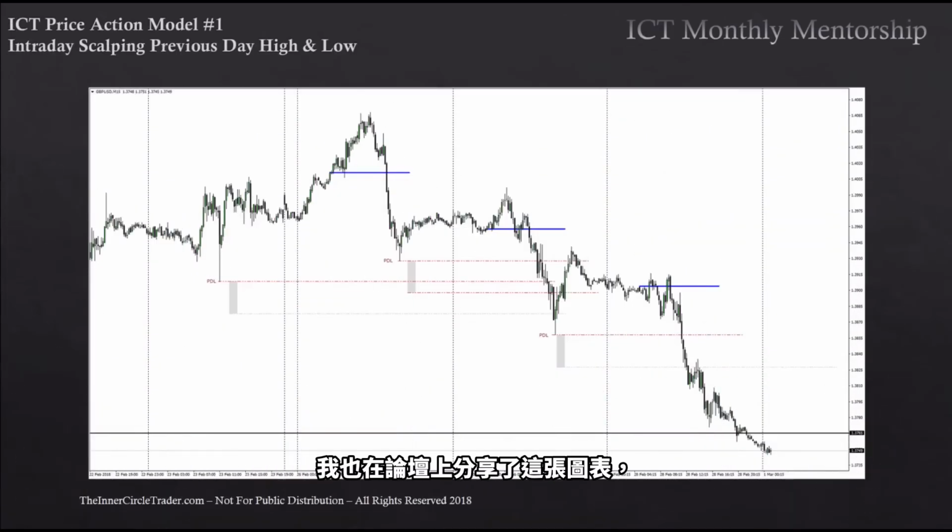Okay, so I shared this chart also in the forum, and I want you to take note of how price did in fact seek liquidity below previous day's lows. That's what the PDL stands for, previous day low. It doesn't mean, and it's not defined specifically as yesterday's low. Okay, and what I'm saying is it's a previous daily low, but it's defined as such inside of a range of the last 20 days.